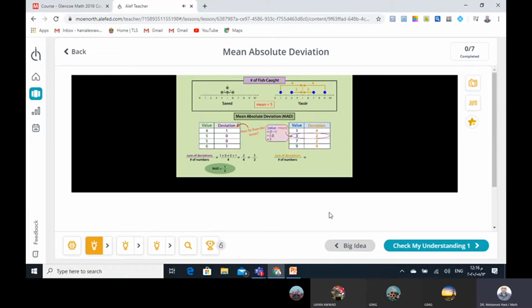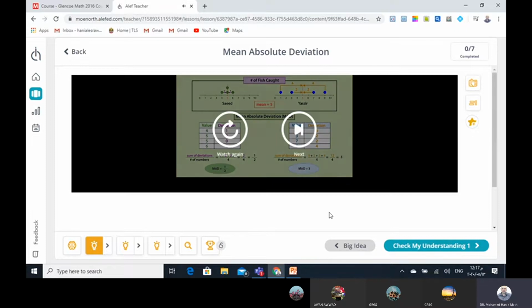The MAD of Saeed's data is 1/2. The MAD of Yasir's is 3. Remember, the smaller the MAD, the closer the data points. The larger the MAD, the more the data points are spread out. Good. I think you're starting to get it.